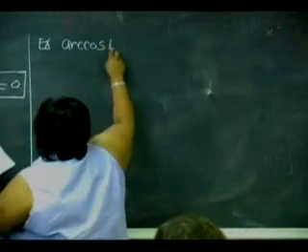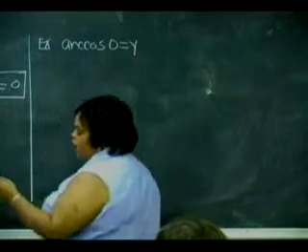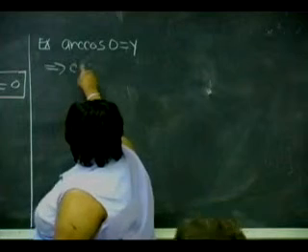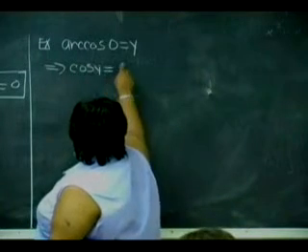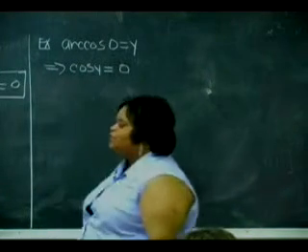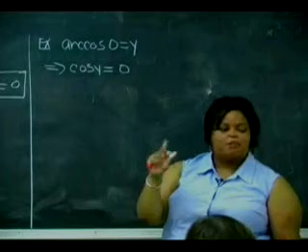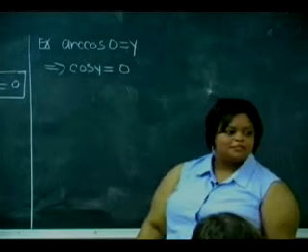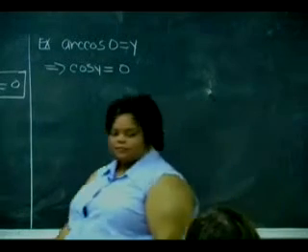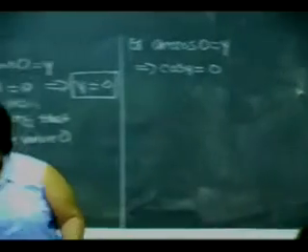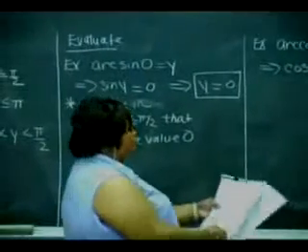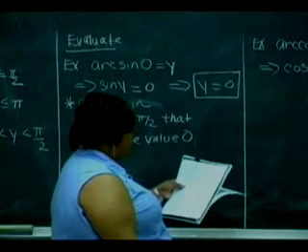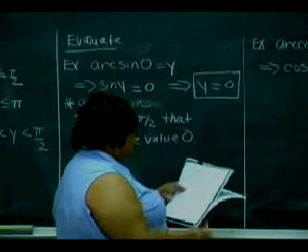Arc cosine 0 equals y. What does this mean? This means that I need some angle y that has cosine value 0 in which quadrants? Quadrants 1 and 2. So I look at this, quadrant 1 and 2. What value gives me cosine 0 in quadrants 1 and 2?